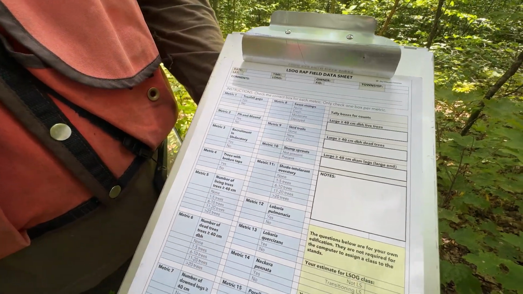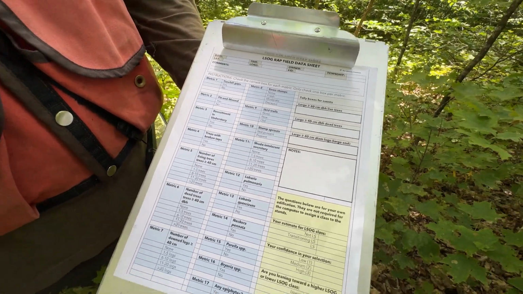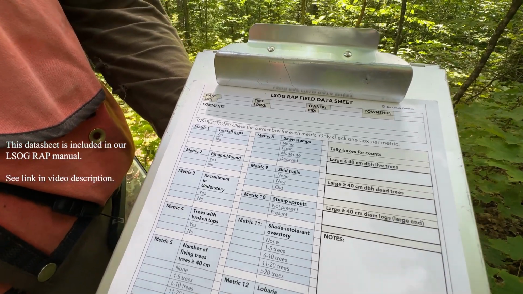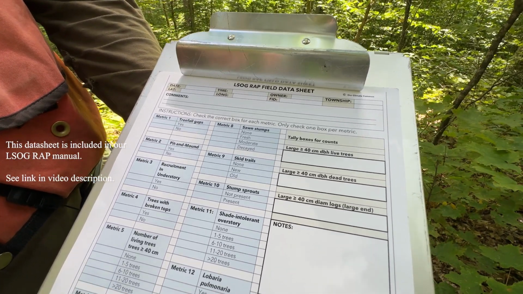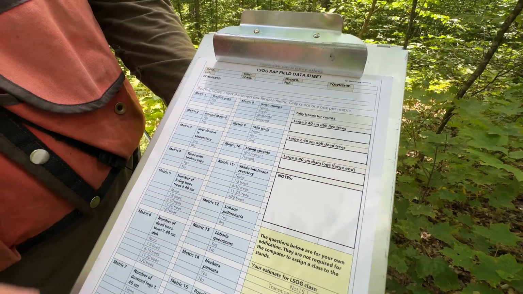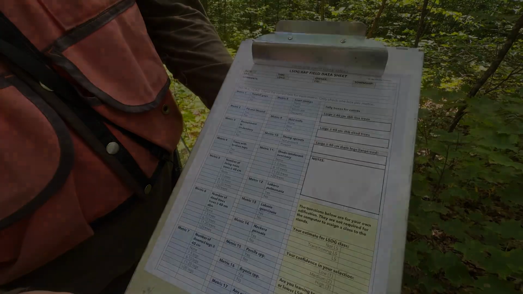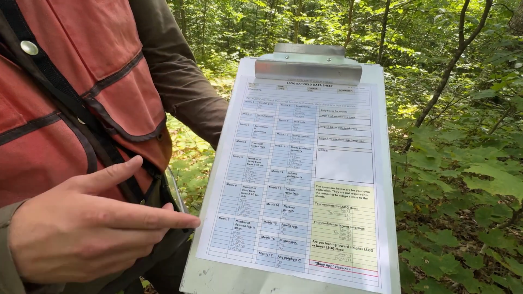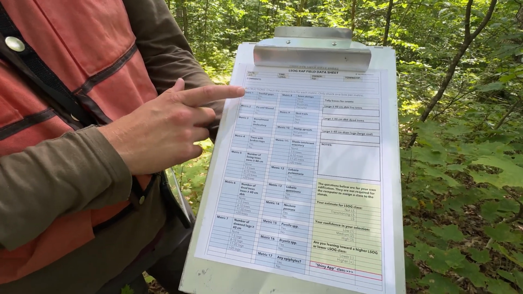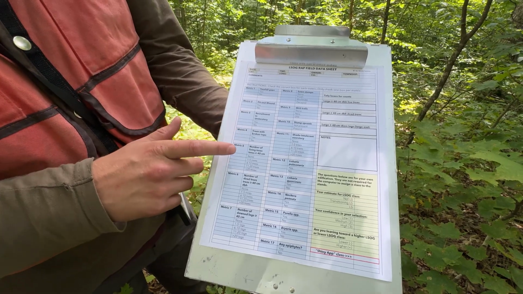This is the data sheet we've built that you might want to use when you're conducting the rapid assessment. This datasheet gives you all of the 17 metrics you'll be looking at. It provides you tally boxes to help you keep track of things as you go, and a section for notes. So here on the left side of the page, you can see the blue boxes, and each blue box relates to one of the 17 metrics.